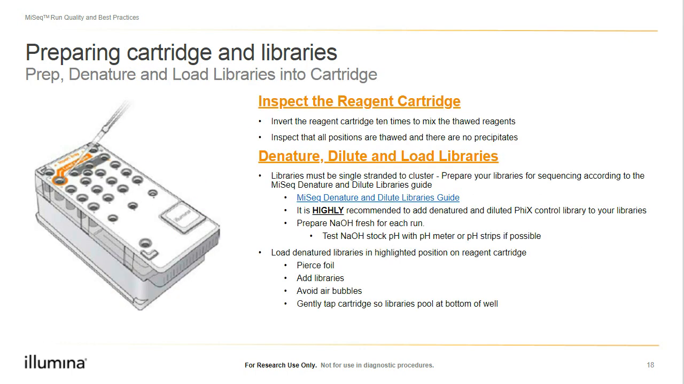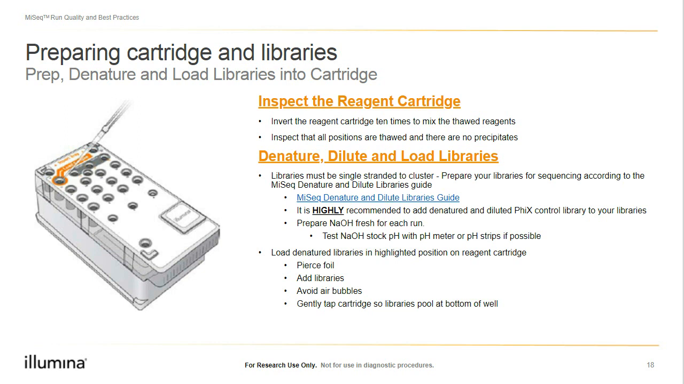Next, we'd like to cover how to prepare the reagent cartridge and libraries for sequencing. To prepare the cartridge prior to loading samples, once it's thawed, we will first want to invert the cartridge 10 times to mix the reagents. While doing so, please inspect the cartridge to ensure all positions appear thawed and we don't have any excess precipitates in the bottom of our reagent wells. If we do notice a small amount of precipitate, we do want to perform some additional inversions to get it to fall back into solution.